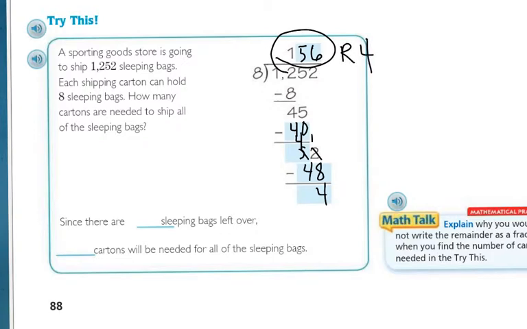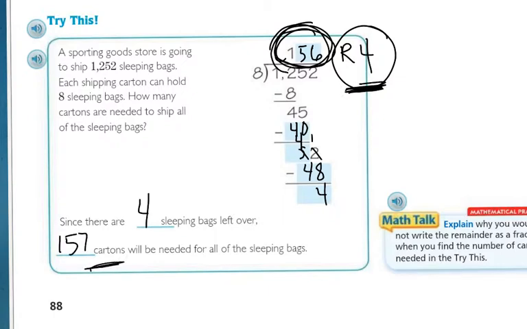So it says since there are blank sleeping bags left over, well, how many sleeping bags were left over? There were 4, right? Blank cartons will be needed for all of them. Okay, so we had 156, but we have 4 left over. We can't just forget about those 4 sleeping bags. We're going to need to add an extra carton. Now, granted, we're not going to use all of that extra carton, but we're still going to need it. So we have 156 plus that extra carton, which is going to be 157 cartons.